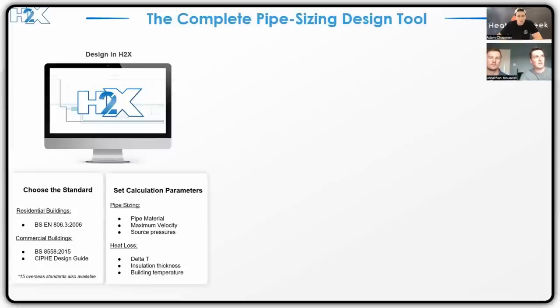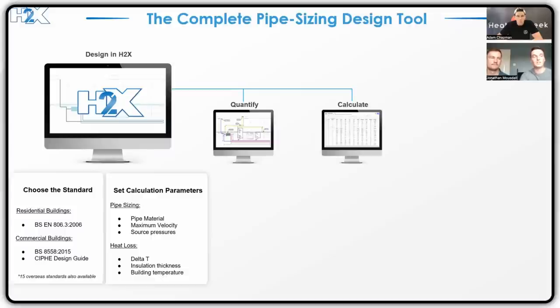So because you're drawing to scale, H2X automatically quantifies everything as you're drawing it. So it counts up all of your heat loads, all of the loading units on your domestic system, and it measures all of your pipe lengths as well. And it combines that information with your calculation parameters to automatically undertake calculations. So it will give you instant results: flow rates, pipe sizes, pressure drop, heat loss, velocity, and dead legs, and a lot more as well.